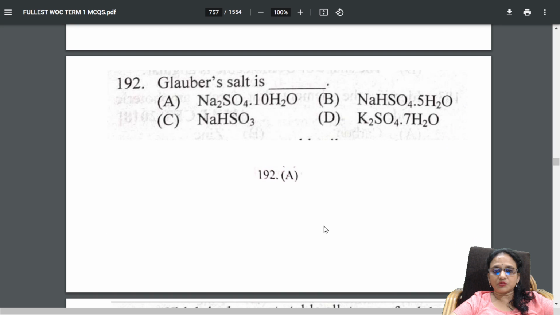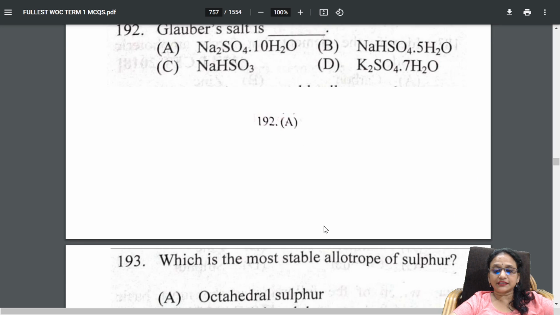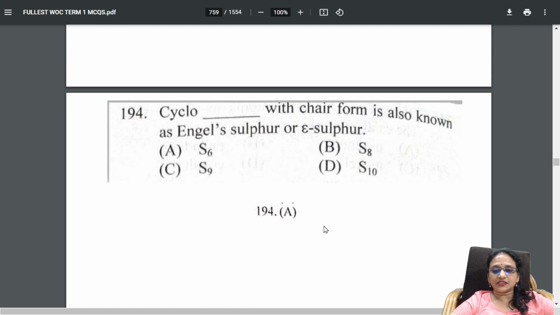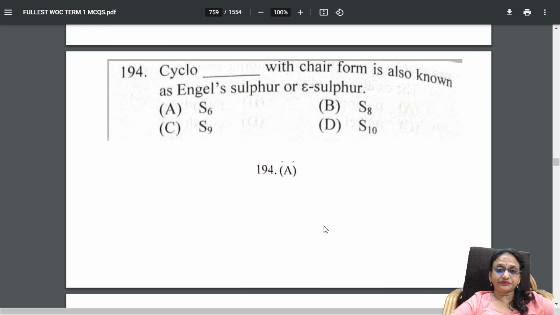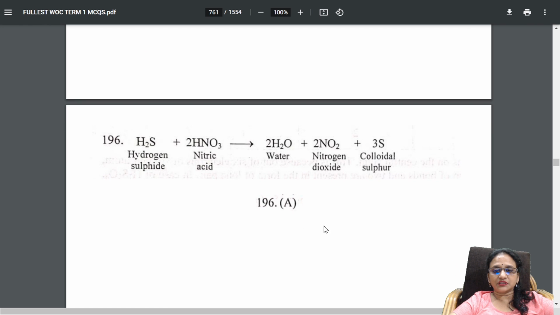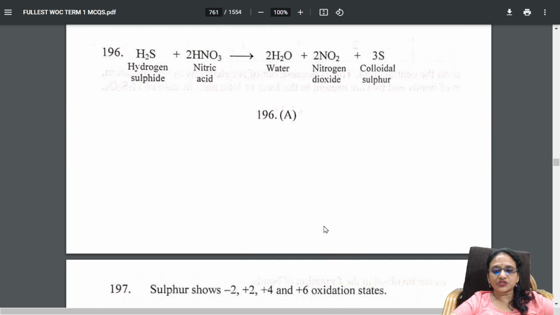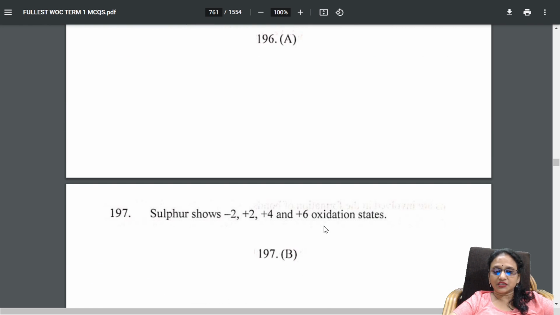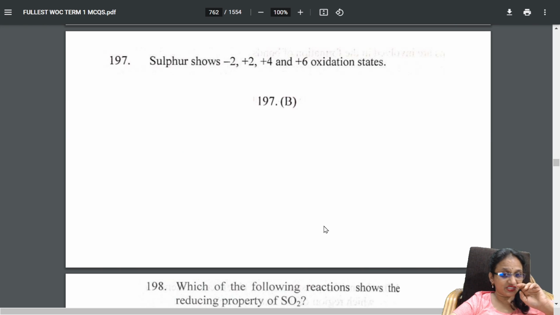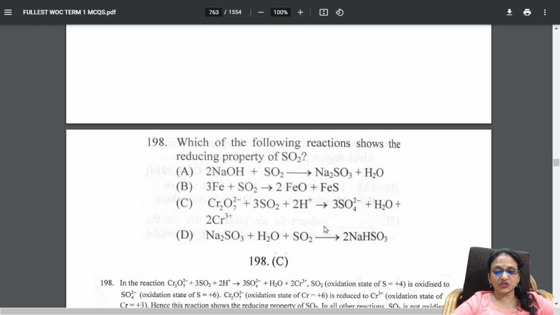What is goblet salt? Okay. So sulfur allotropes. Yes. These are the allotrope questions on sulfur. This is also allotrope question on sulfur. So reactions. So few questions, students, here. Basically, the questions little bit based on the options only. Just questions I have given. A little bit it got merged off.